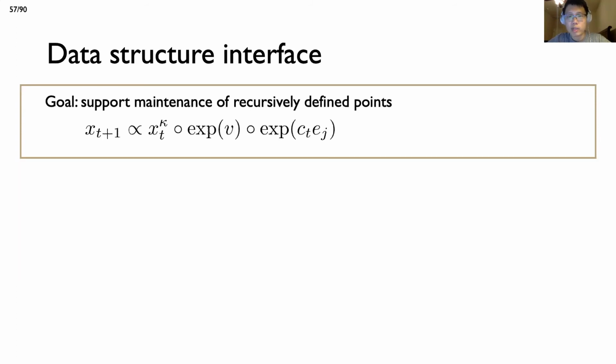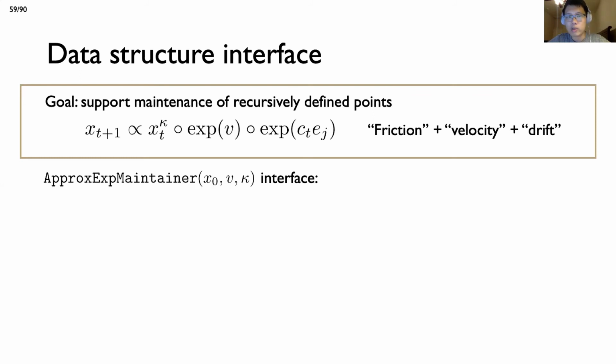We now boil the implementation down to a data structure maintenance problem. The goal is to maintain forms of query access to points recursively defined as in the previous slide. We can think of this as a nonlinear kinetic data structure problem. Kappa takes on the role of a damping coefficient, v is like a fixed velocity, and c_t e_j is like a time-varying drift component.